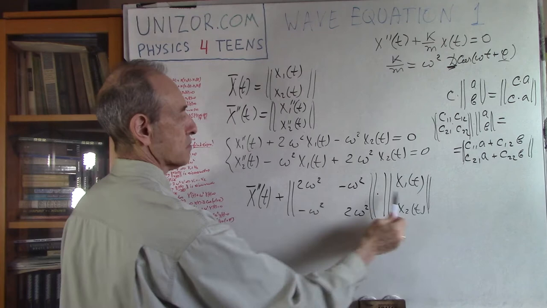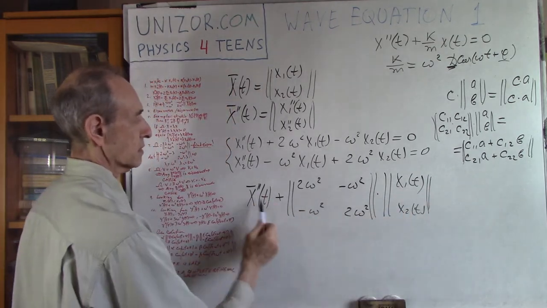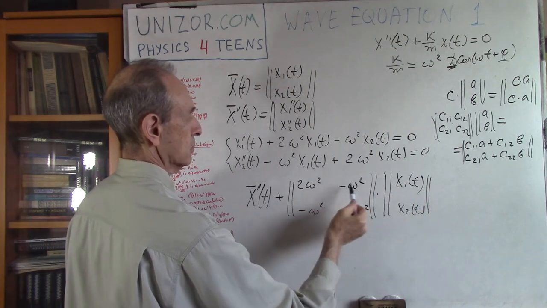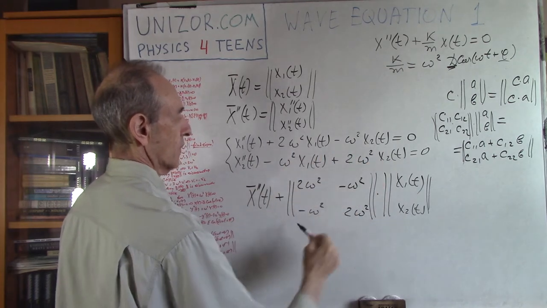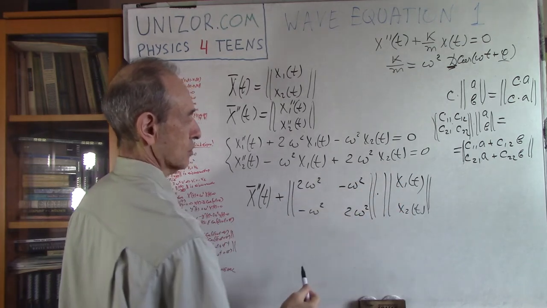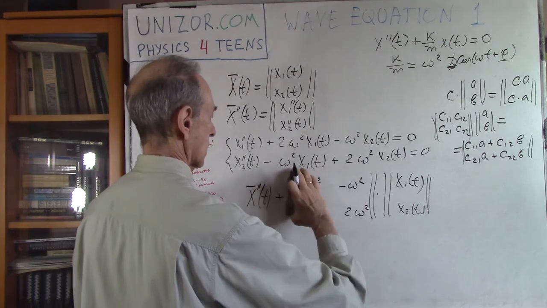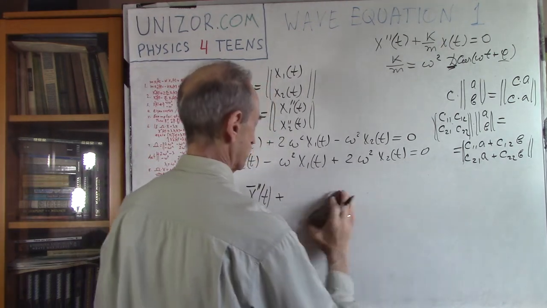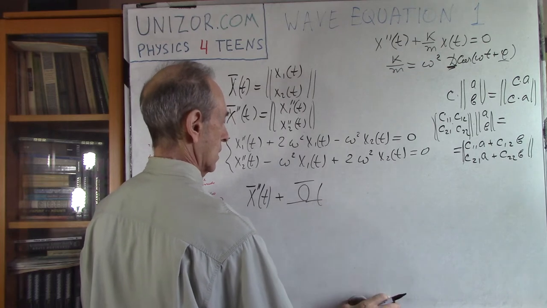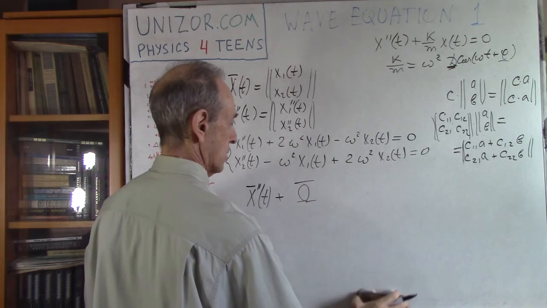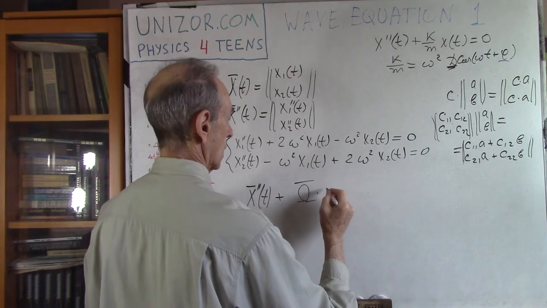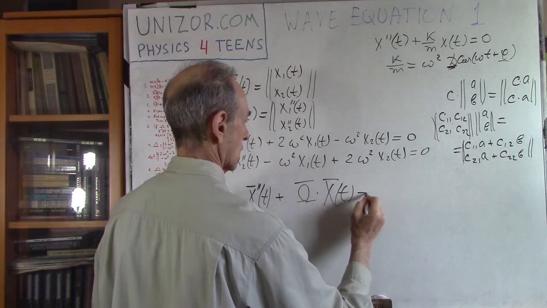So the multiplication of a matrix by a vector gives a new vector. The top component would be row by column, which is 2 omega square x1 minus omega square x2, which is exactly this. And the bottom component would be this, minus omega square x1 plus omega square x2. So instead of this, I can say some kind of a matrix omega, which does not depend on time. It's a matrix of constants. Omega square is a constant. Times vector x of t equals zero.